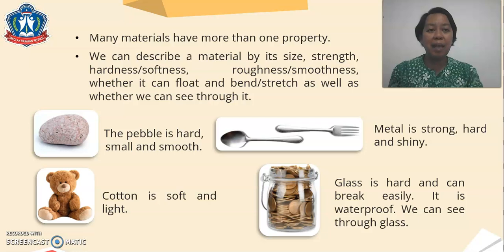We have here an example. The pebble is hard, small, and smooth. Metal is strong, hard, and shiny. Cotton is soft and light, while glass is hard and can break easily. It is waterproof. We can see through glass.